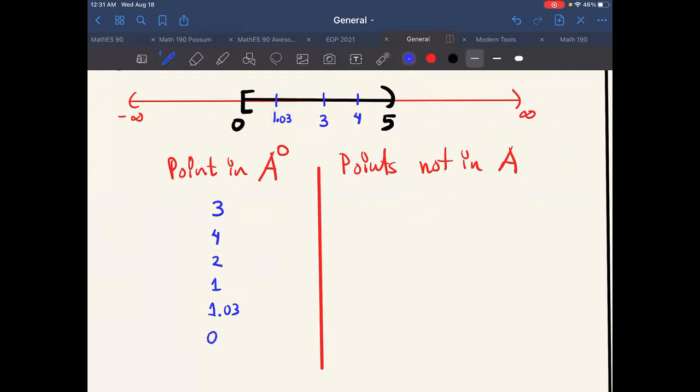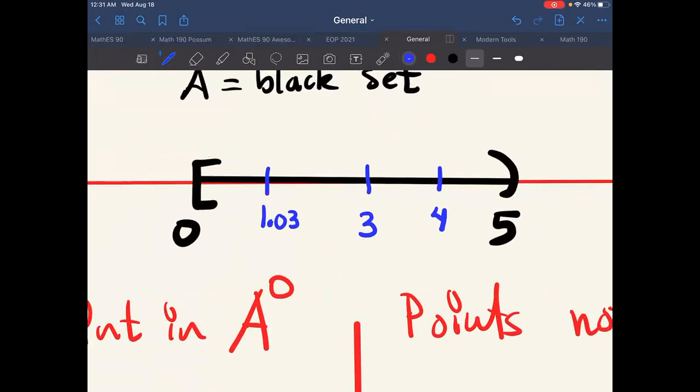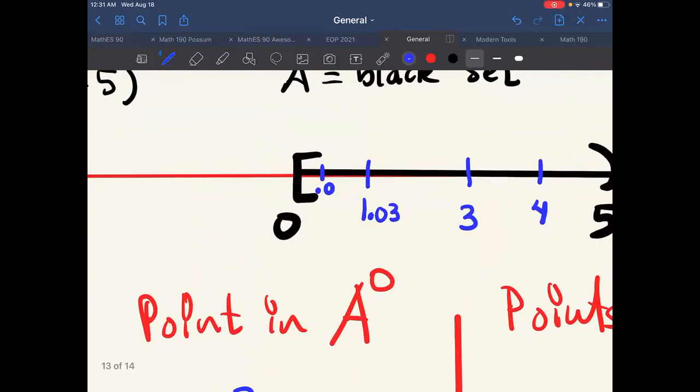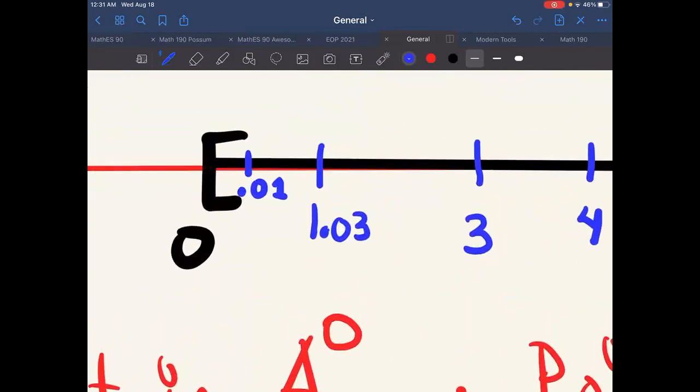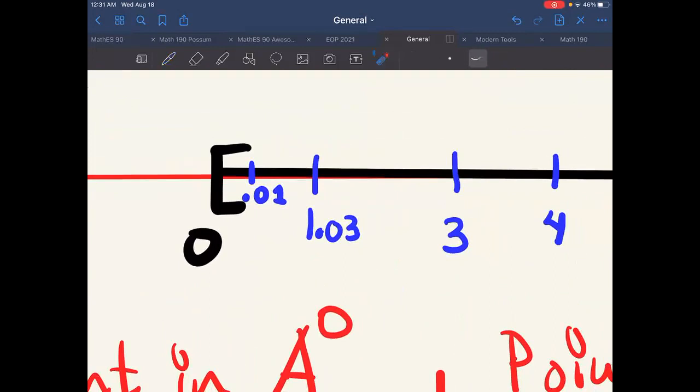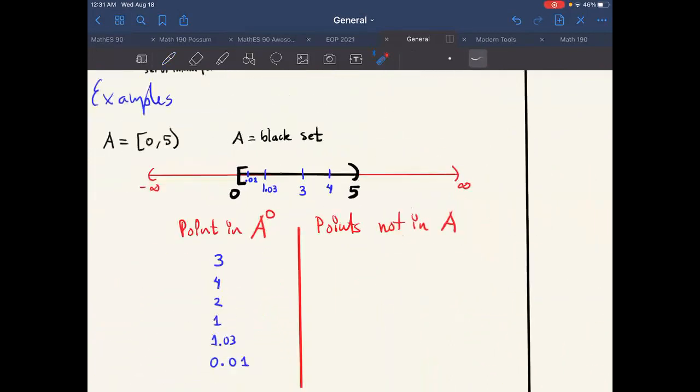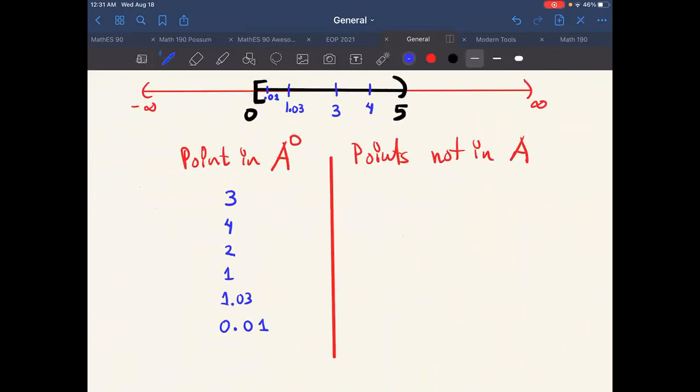What about 0.01, Professor? That's also an interior point. Why is that an interior point, Professor? Because you can find an a and a b that contain it, an open interval (a, b). This is a and this is b, and that set (a, b) is inside the black set. That's why that point is interior. Likewise, 4.9 is an interior point, and 4.99, that's also an interior point.